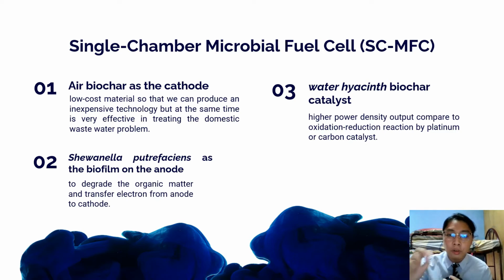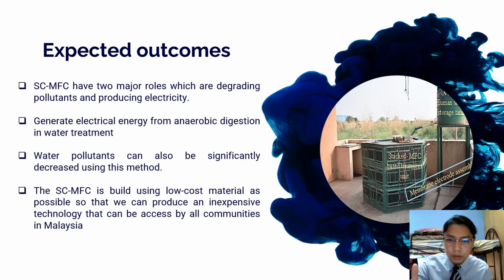Next, we use Shewanella putrefaciens as the biofilm for the anode. The use of this microorganism is to degrade the organic matter and transfer the electrons from the anode to the cathode, which can generate electrical energy. Lastly is the water hyacinth biochar as the catalyst. This catalyst is used because it has a higher power energy output compared to the oxygen reduction by platinum or carbon catalyst.